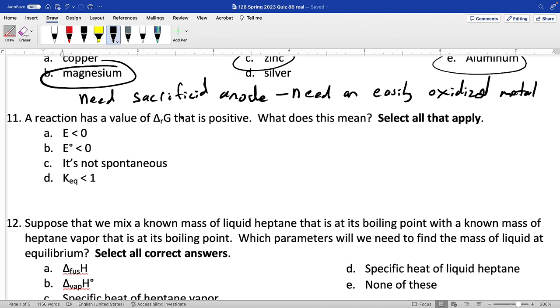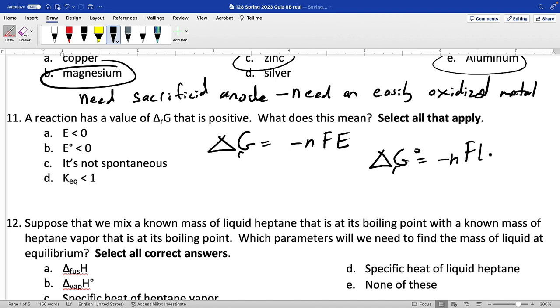A reaction has delta G that's positive. So this is a mirror image of that other question. Delta G for a reaction is equal to negative nFE, and delta G standard is equal to negative nFE standard. So just as there's a linkage between Gibbs standard and potential standard, there's also a relationship between Gibbs non-standard and potential non-standard. So if delta G is positive, that means that E is going to be negative. And of course, delta G is positive. That's not a spontaneous process. So we can circle that.